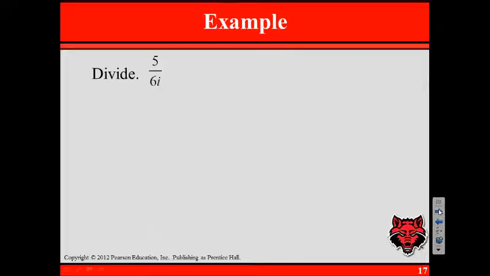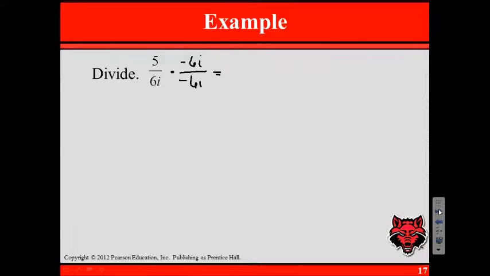Let's try another example, 5 over 6i. Now, because our denominator only contains the imaginary part, remember, when we multiply by the complex conjugate, the only thing that changed was the sign of the denominator. So let's multiply by negative 6i.